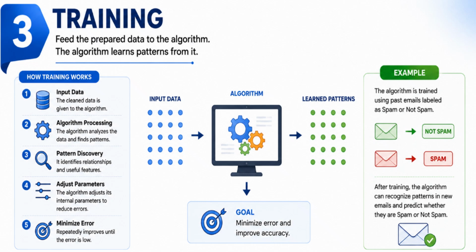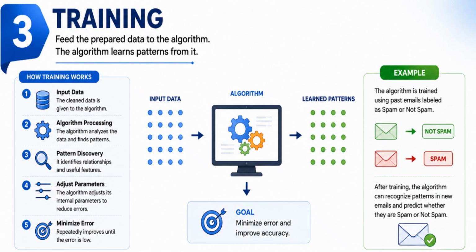We feed the clean and prepared data into the machine learning algorithm. During training, we provide the algorithm with two types of information. The first is the input data called features. Features are the characteristics or attributes used to make predictions. The second is the correct answer called the label. The label is the output that we want the machine to learn to predict. The algorithm studies thousands or even millions of examples containing both the features and their corresponding labels.